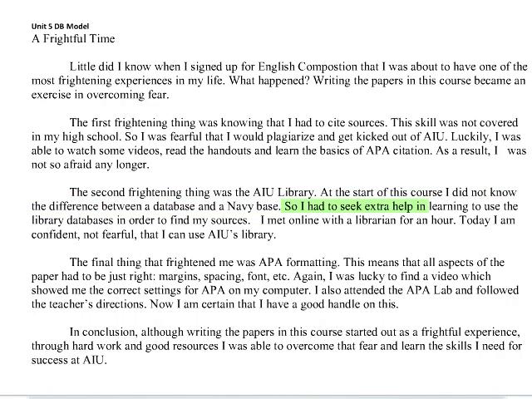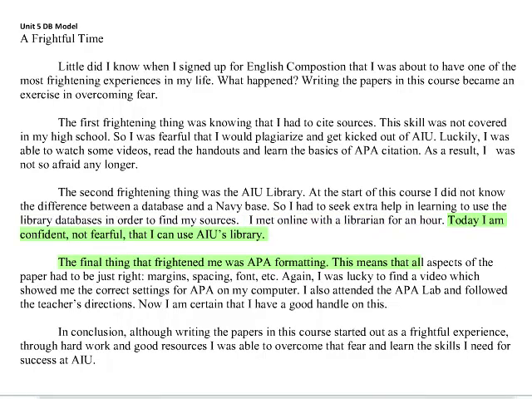So I had to seek extra help in learning to use the library databases in order to find my sources. I met online with a librarian for an hour. Those are obviously very clear, specific details. And now that allows us to conclude the paragraph. So today I am confident, not fearful, that I can use the AIU's library.